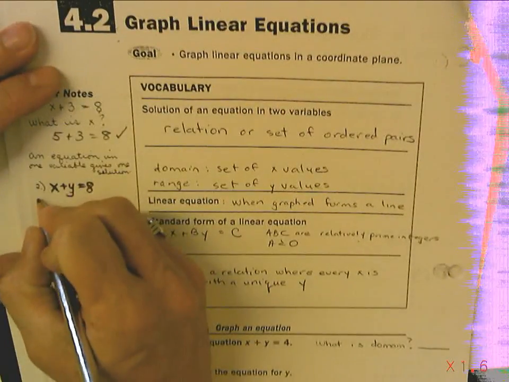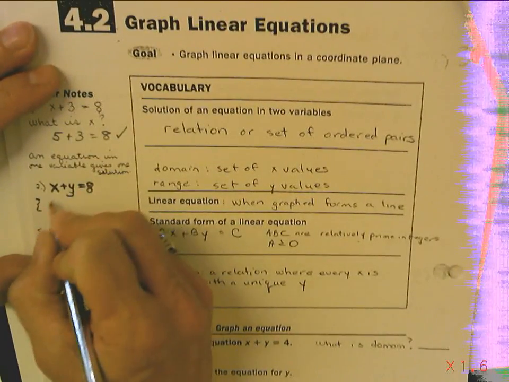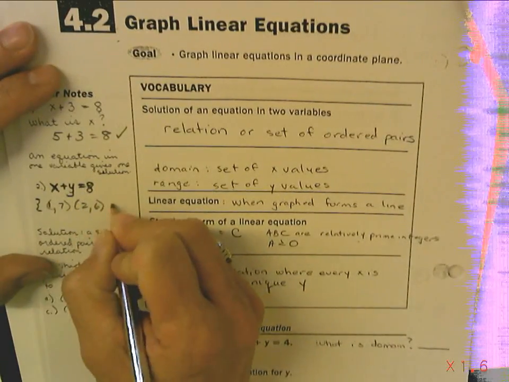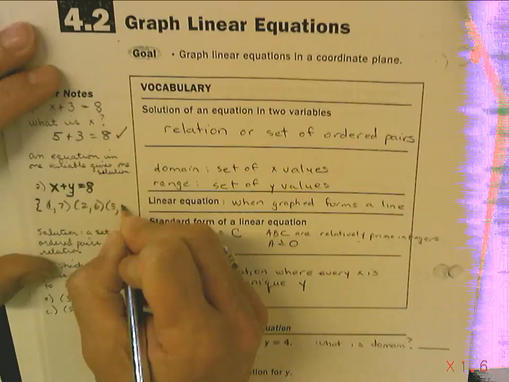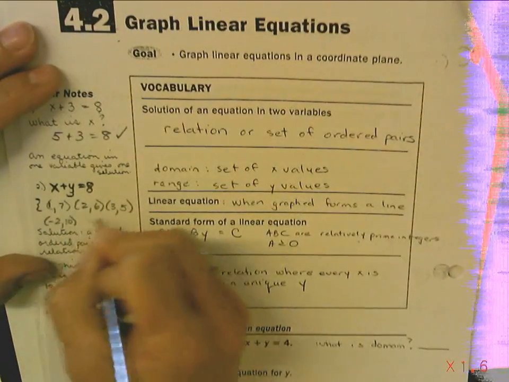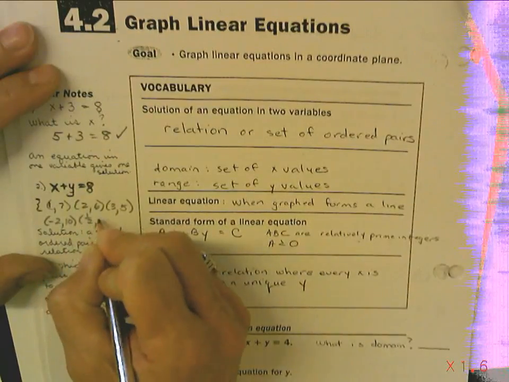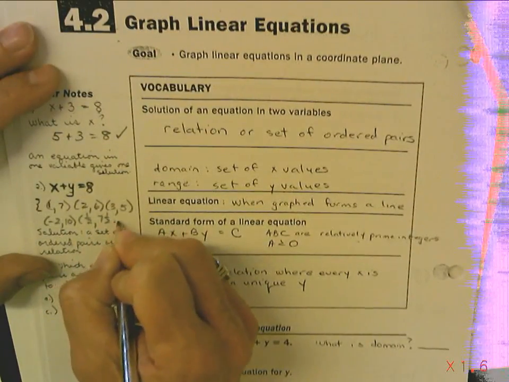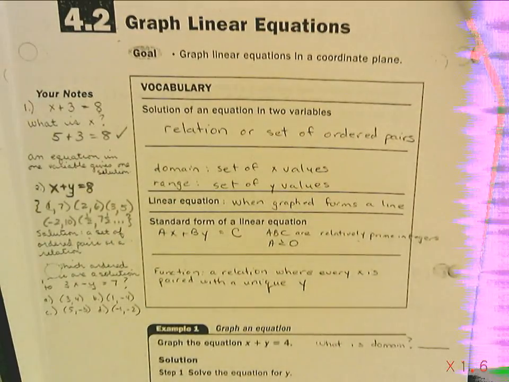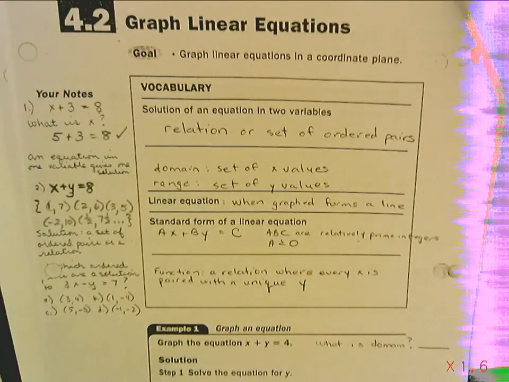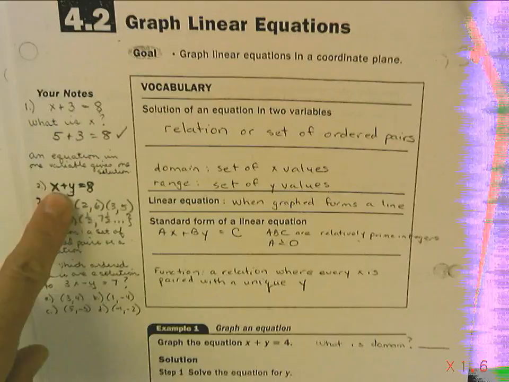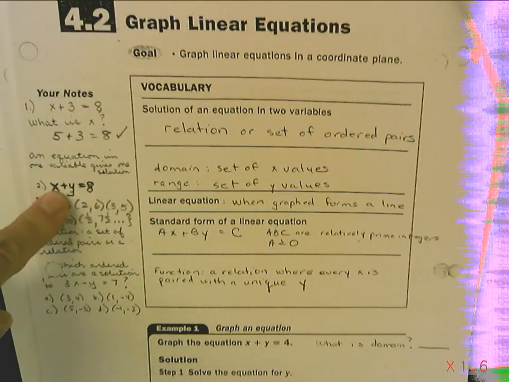Okay, I came up with a bunch. X could be 1, y could be 7. X could be 2, y could be 6. X could be 3, y could be 5. X could be negative 2, y would be 10. X could be a half, and y could be 7.5. And I bet you came up with different ones too. And what we realize is there are an infinite number of solutions when you have an equation with 2 variables.